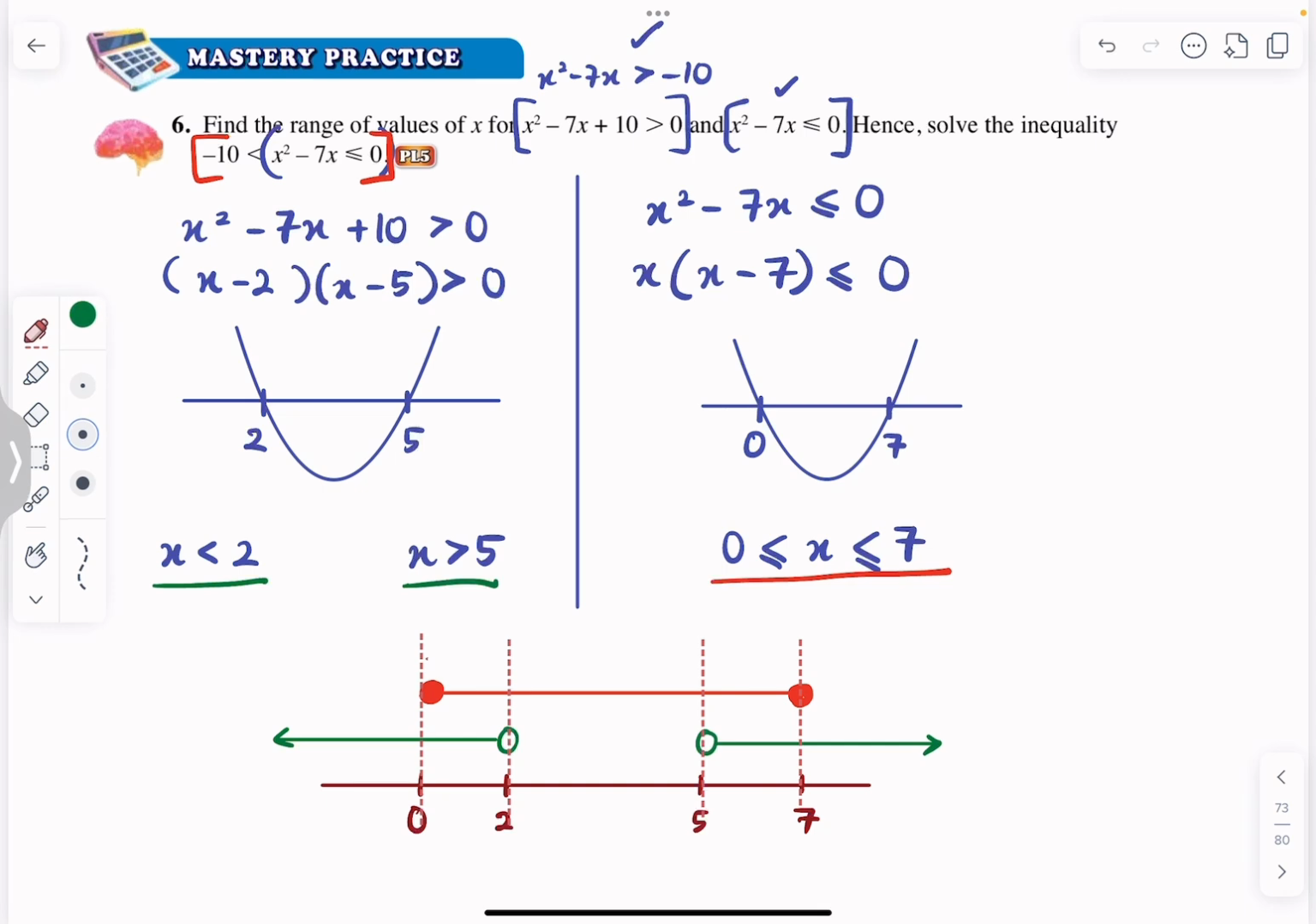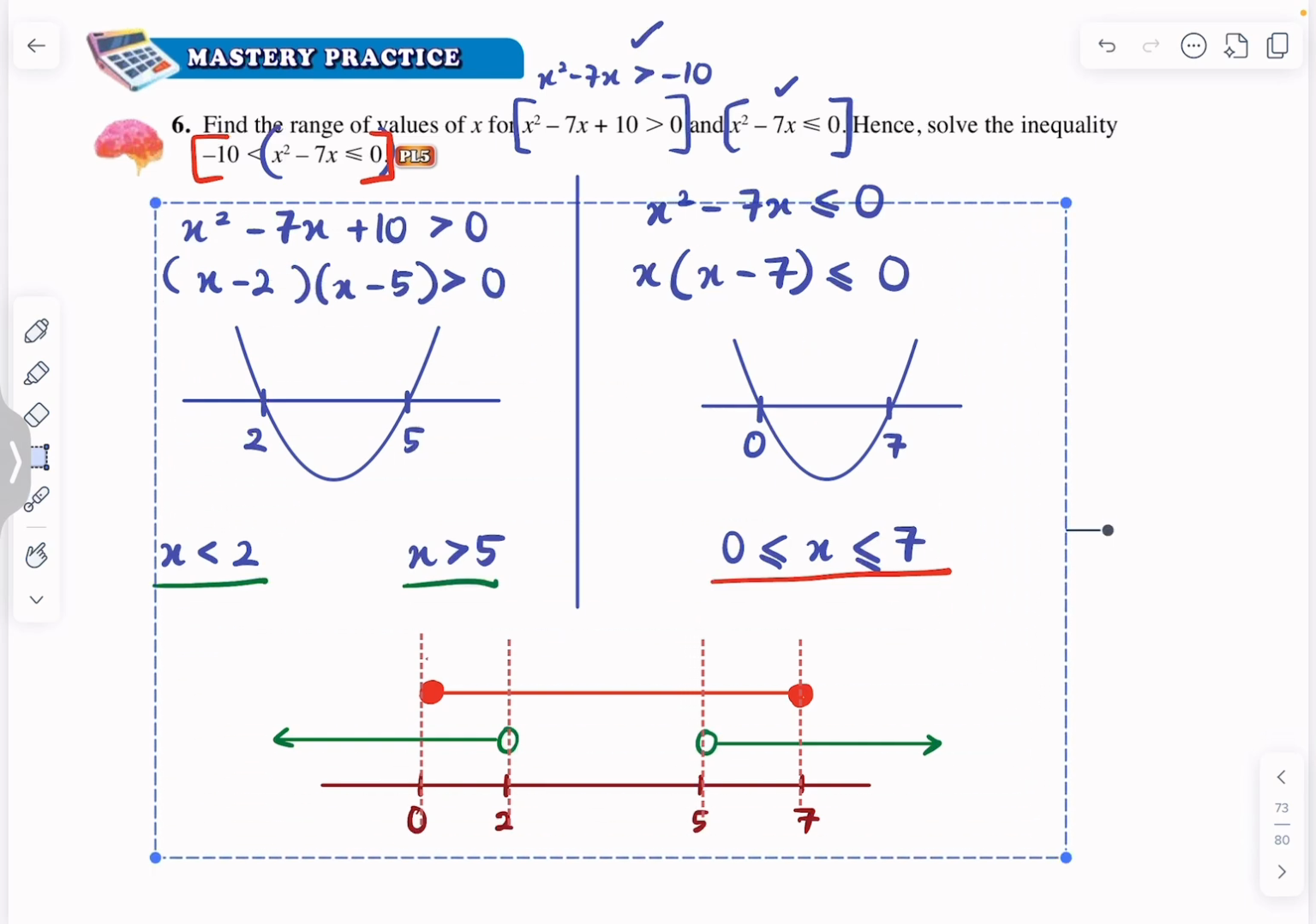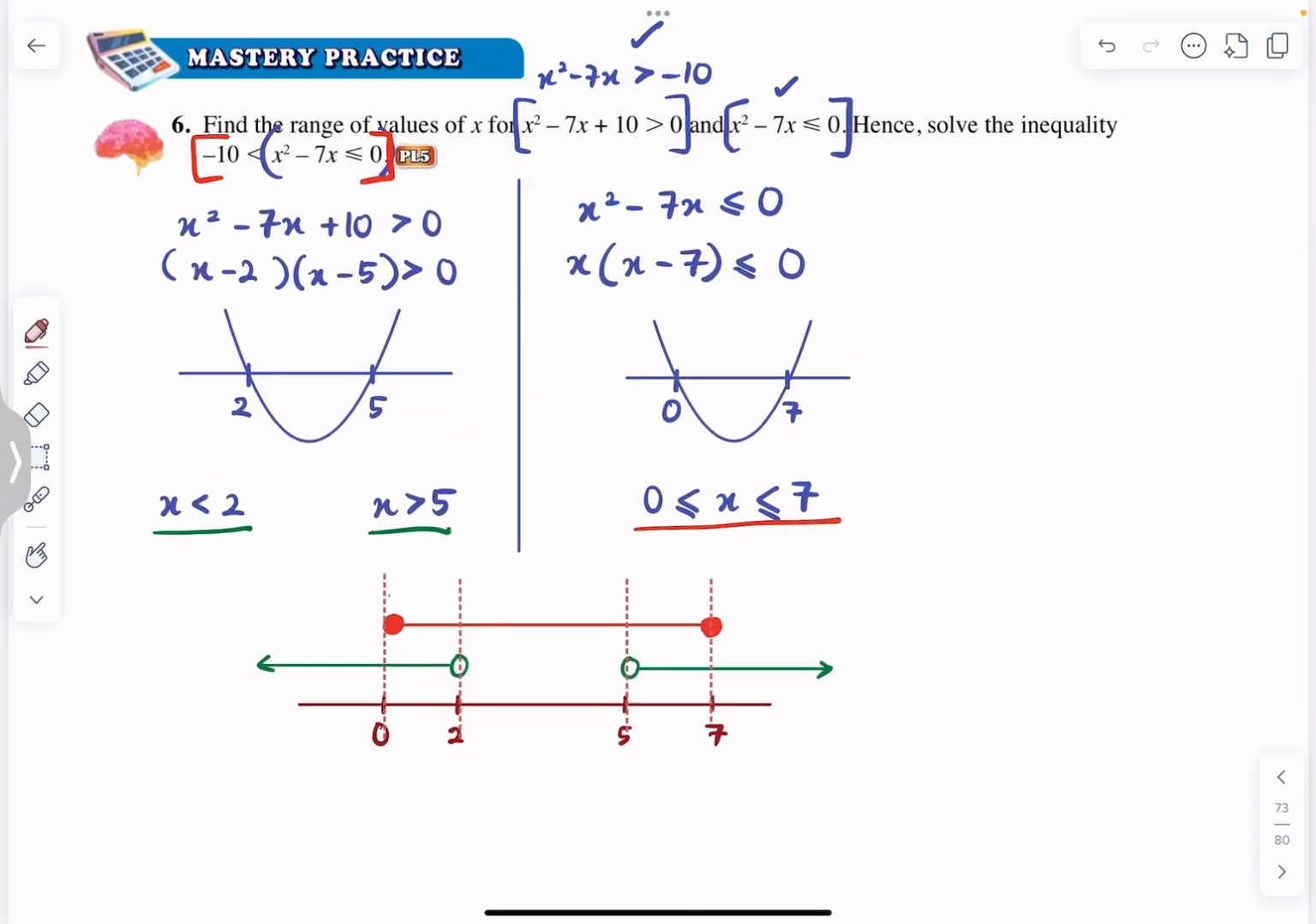So our final answer would then be, let me minimize all this. The final answer would be x is between 0 and 2, but it can be equal to 0, because this is a red dot, so it can be equal. If you have a full dot, then it'll be equal to also. If it's an empty dot, it'll just be less than. And on this side, x would be between 5 and 7, but the 7 would be equal to, because 7 is a black dot. So this will be our final range that satisfies both inequalities.